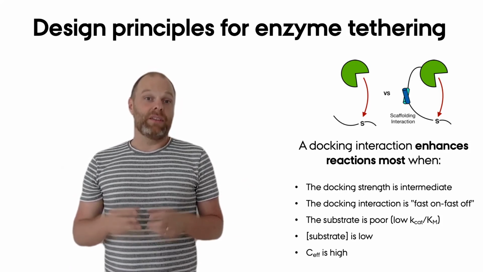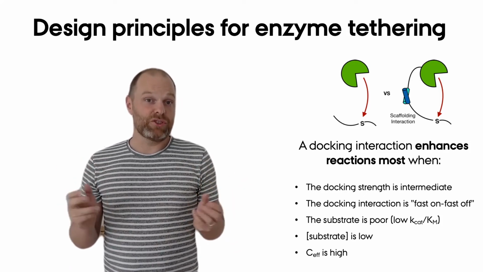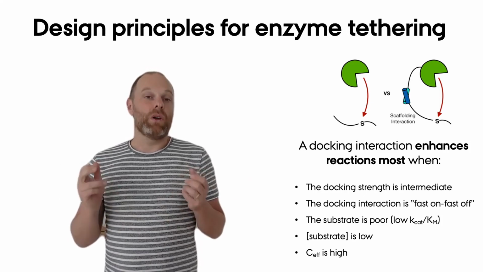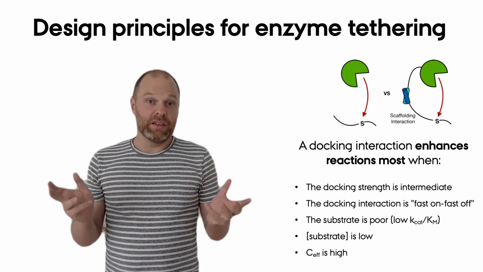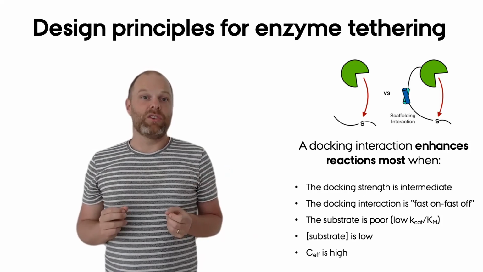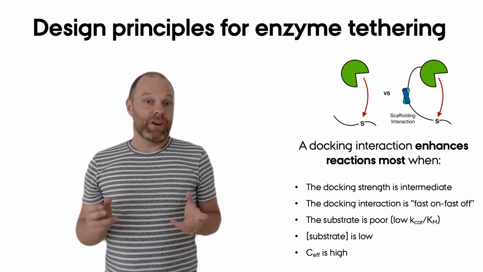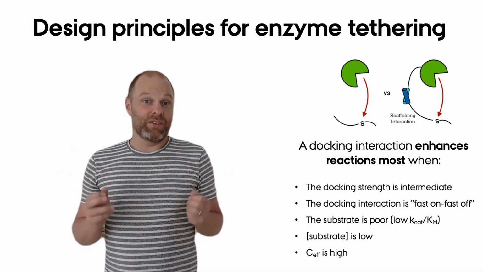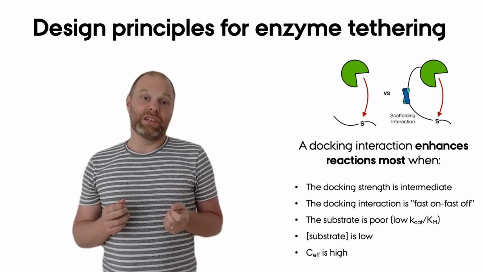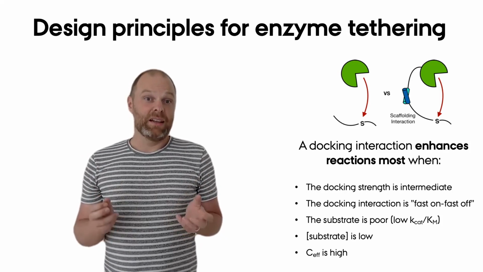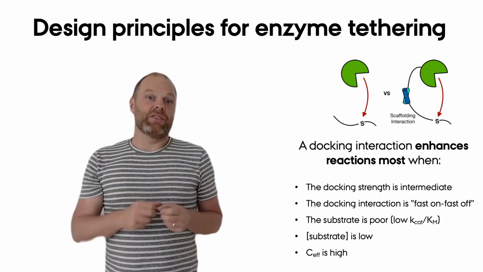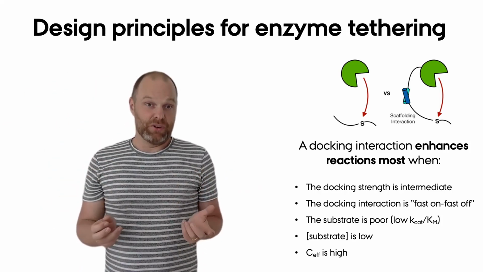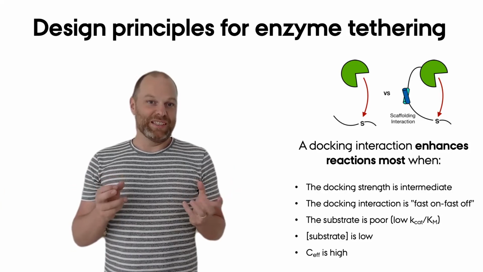We find that the docking interaction is most efficient at enhancing the enzyme when the binding strength is intermediate and the binding and dissociation kinetics are rapid. We find that the enhancement is largest when the substrate is relatively poor and present at low concentrations, and when the linker architecture maximizes the effective concentration of substrate presented at the active site.